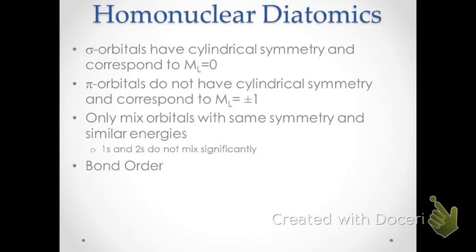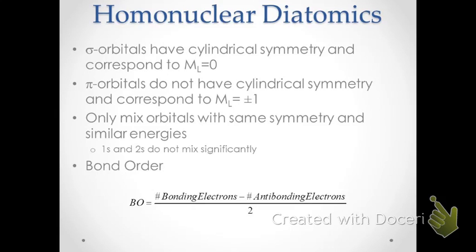We'll also introduce the concept of bond order, which we calculate by taking the number of electrons in bonding orbitals and subtracting from that the number of electrons in antibonding orbitals, dividing that total by 2. We will find that the bond order in many cases is very similar to what we would get by considering Lewis structures alone. However, we will find differences, and those differences will be significant.